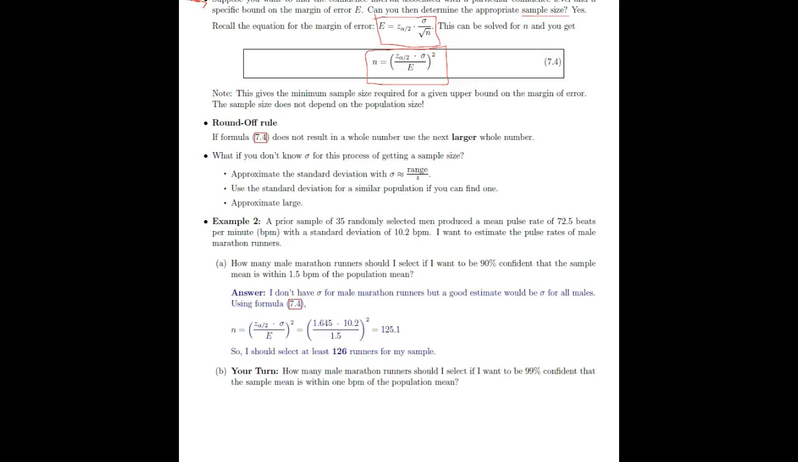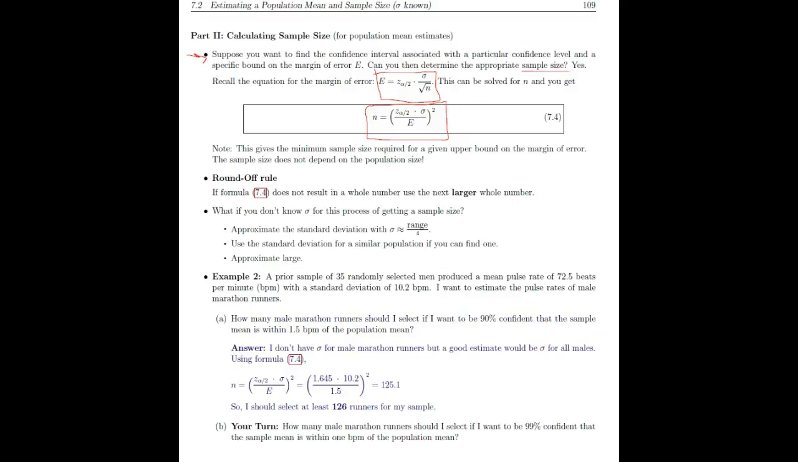Okay, so our round-off rule here: if this formula right here, formula 7.4, does not result in a whole number, then use the next larger whole number. So basically, you're always going to round up when using this formula. You're going to round up to the next whole number.